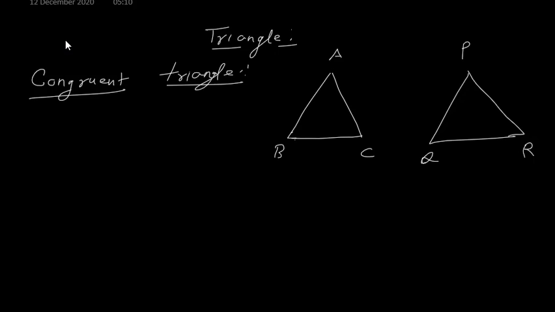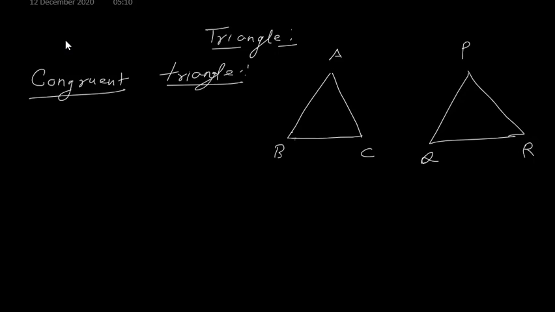Now what we mean by same size and same shape? That means if I put one triangle over the other triangle, it will completely cover the other triangle. Okay, so when two triangles are congruent, first of all, let us see how I will write.